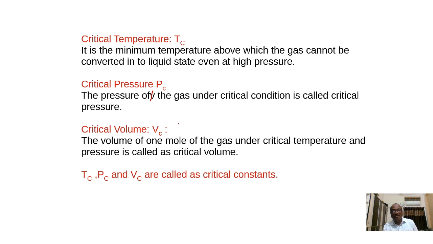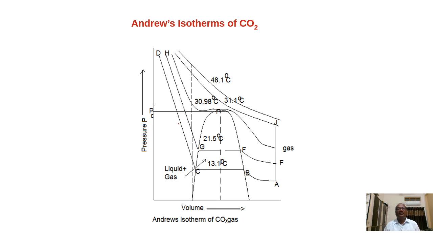Whereas a and b are called van der Waals constants. Okay, is it clear or not? Like that, we can understand the concept of critical phenomenon of gases with the help of Andrews isotherms of CO2.